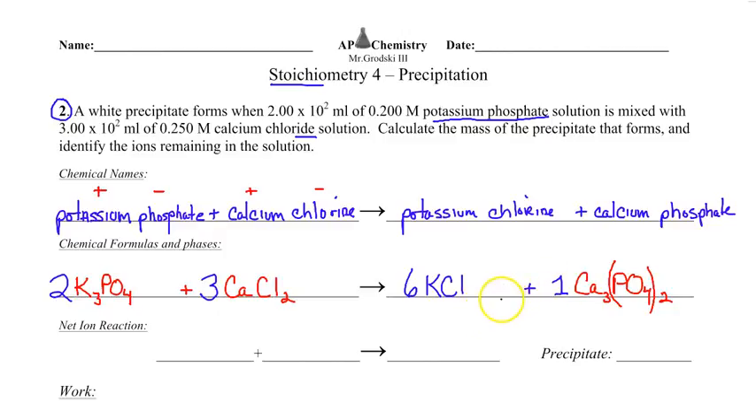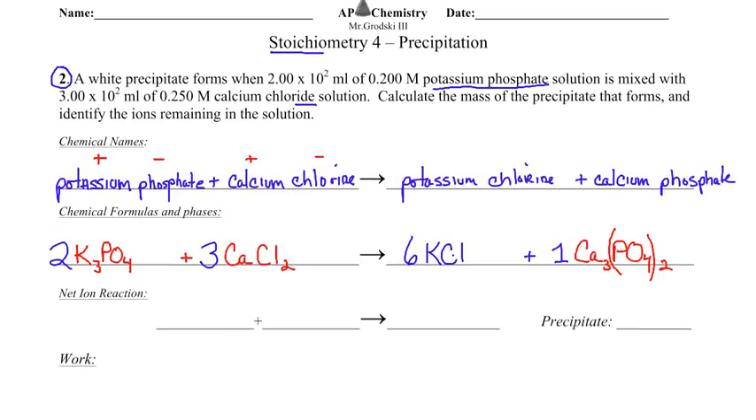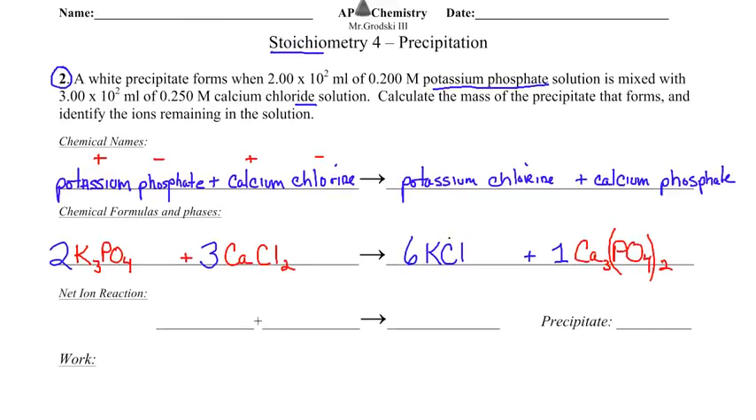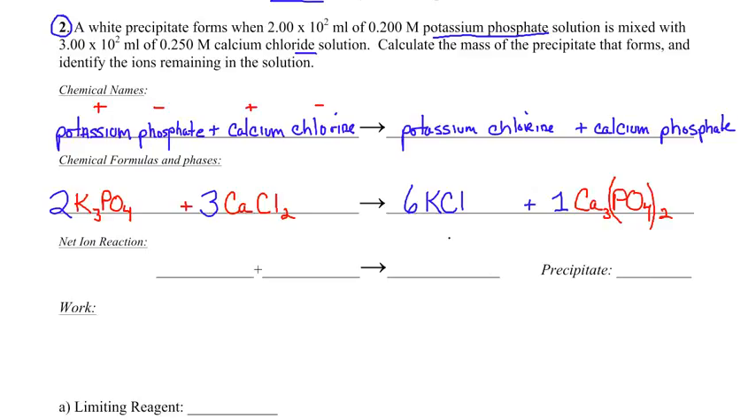Now we're ready to do the work here. And the work very simply is they're trying to find, just like the other worksheet, the limiting reagent and the excess chemical from two solutions.